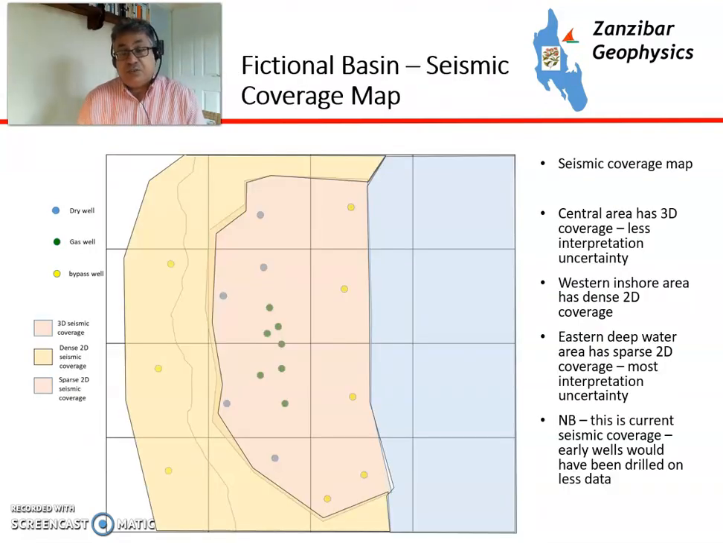This gives you an idea of what your seismic database looks like. So you have fairly good 3D coverage in here. Now, there wasn't always 3D coverage. There would have been initially a lot less data, but this is what you have now. Then you have dense 2D coverage around that, and then relatively sparse 2D coverage going towards the east. So this gives you an idea of the database that you have to work with. Again, very important because the database gives you an idea of how certain you're likely to be.